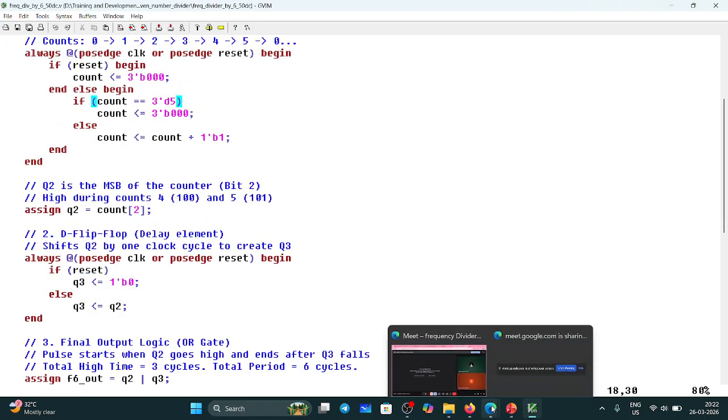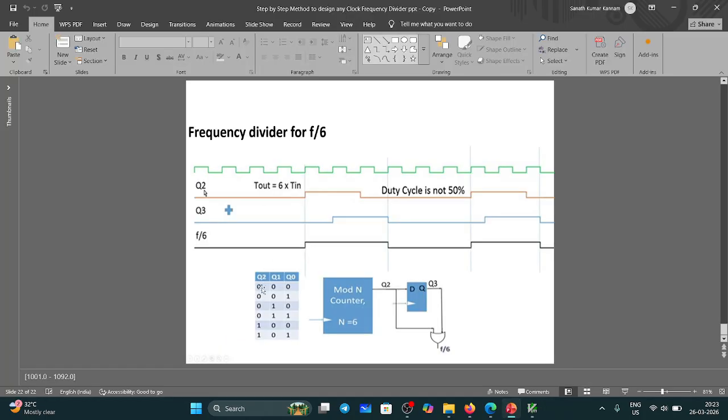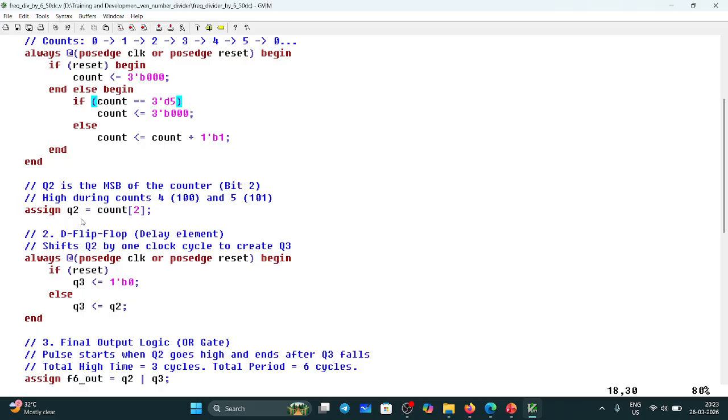Actually what is Q2? Q2 is the MSB of the counter, no. So Q2 I need to initialize to what? Count 2. Okay, count 2 is there. That is given to Q2, and I need to develop the negative edge triggered D flip flop. Always at the positive edge of clock or positive edge of reset begin if reset. If reset equal to 1, Q3 is equal to 0, else Q3 equal to Q2.